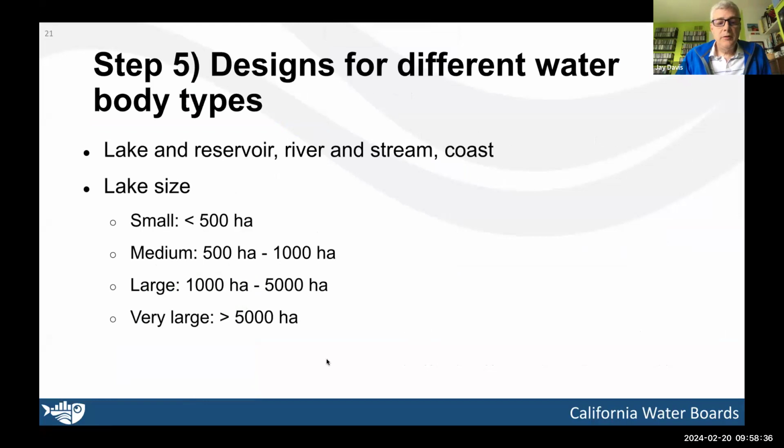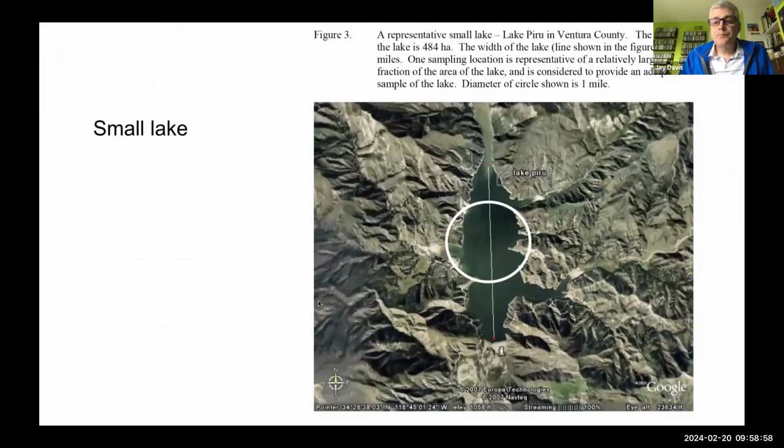One key variable for lakes is the tremendous range in size. And for SWAMP, we've developed size categories, and OEHHA uses these as well. Small lakes, less than 500 hectares, then going up to medium, large, and very large. I'm going to show some examples.